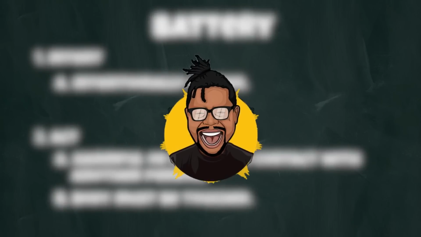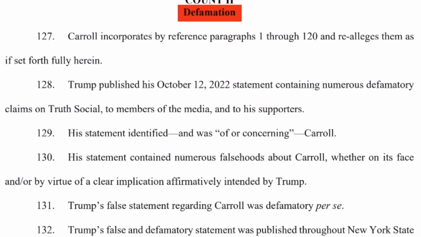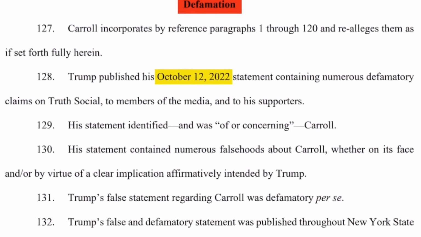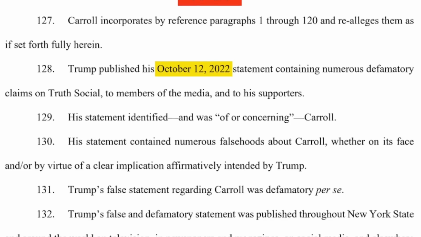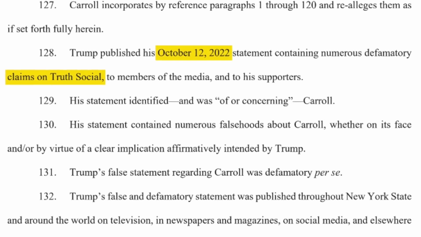So as long as E. Jean Carroll can prove that Trump intentionally touched her in a harmful or offensive manner, then she wins on the battery claims. The second count is defamation. This defamation allegedly occurred on October 12, 2022, and it was about claims that former President Trump made on Truth Social. So now we know the claims, let's talk about the parties.